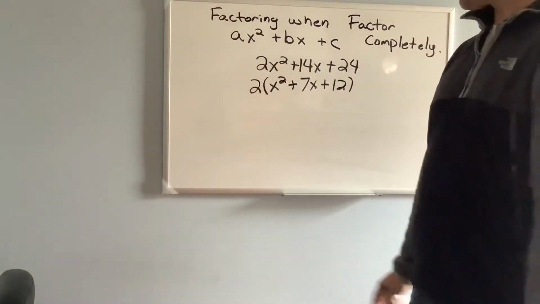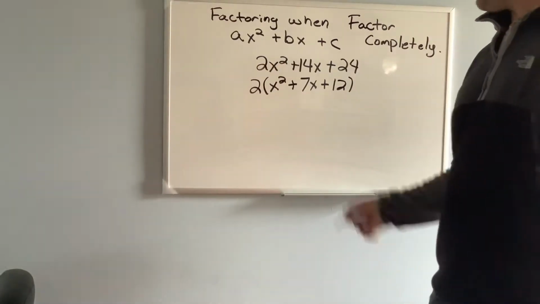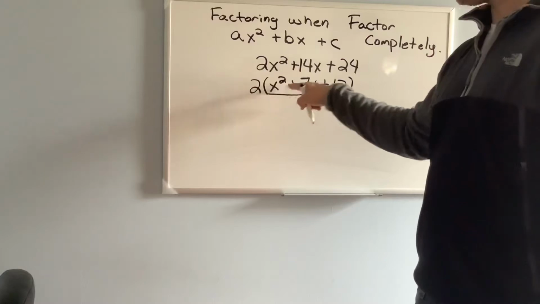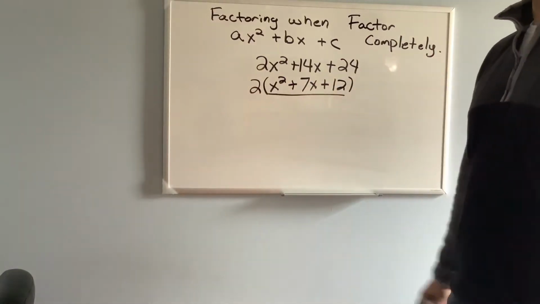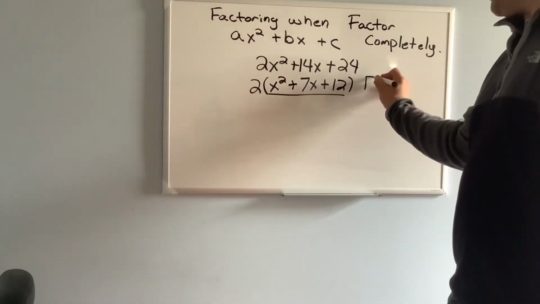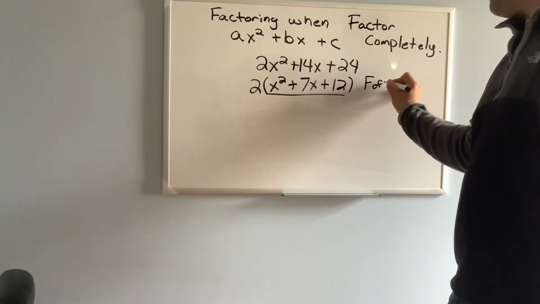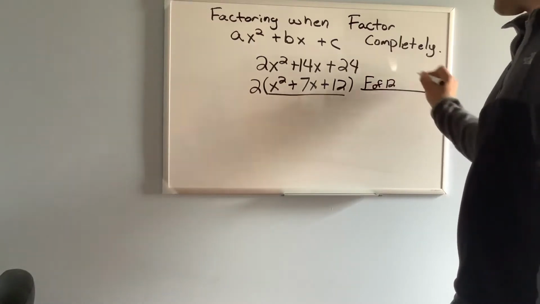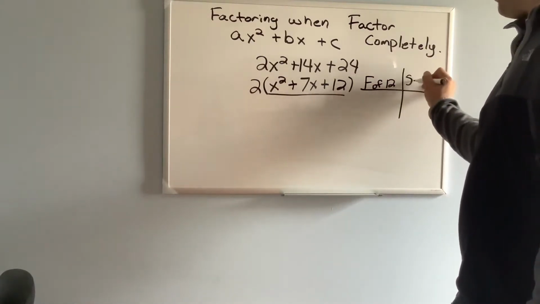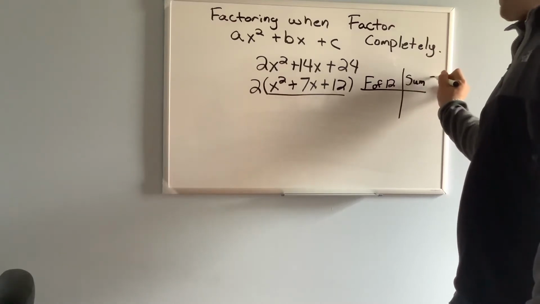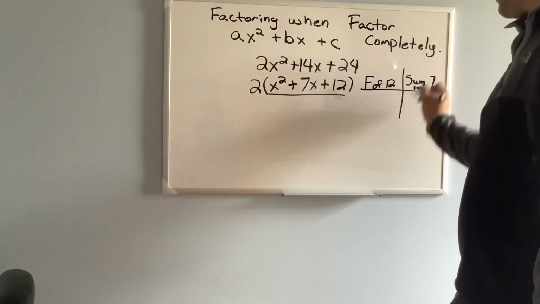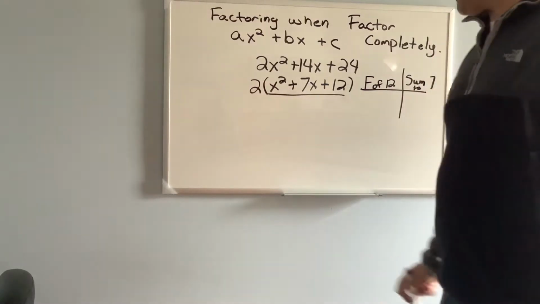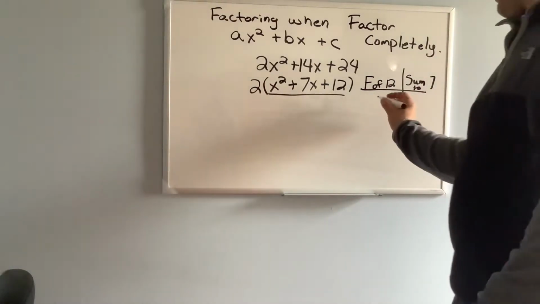Now, when I was an algebra student, I would think that I was done. But we can actually factor x squared plus 7x plus 12. So again, over here, I'm just going to write f of 12, and that means factors of 12. And we want them to sum to 7. So you don't need to write out all the factors. Most of you do this in your head.